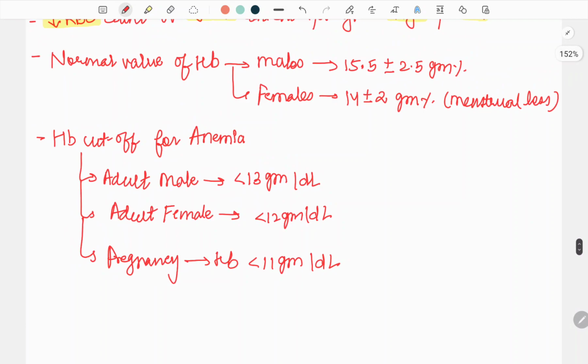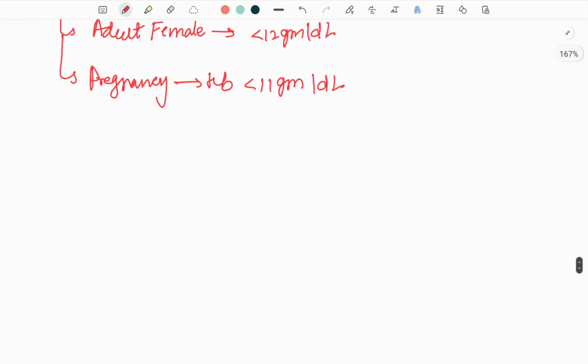So we have seen the normal values of hemoglobin. In male it is 15.5 plus minus 2.5 gram percent. In female it is 14 plus minus 2 gram percent. And the cutoff, other than normal, in adult male is less than 13 gram percent. In adult female it is less than 12 gram percent. And in pregnancy it is less than 11 gram percent.